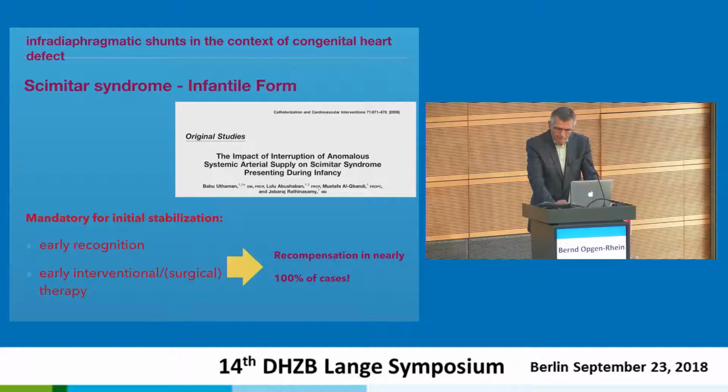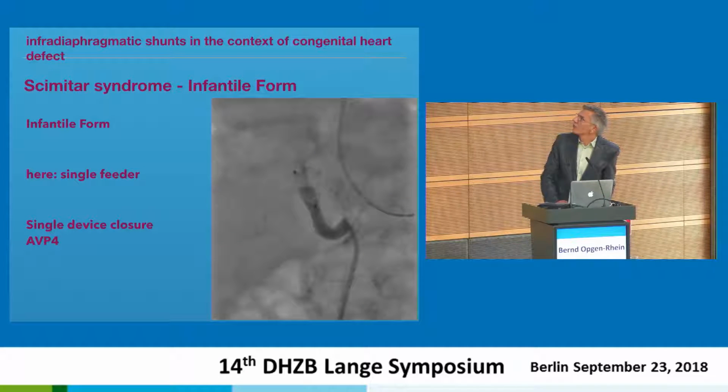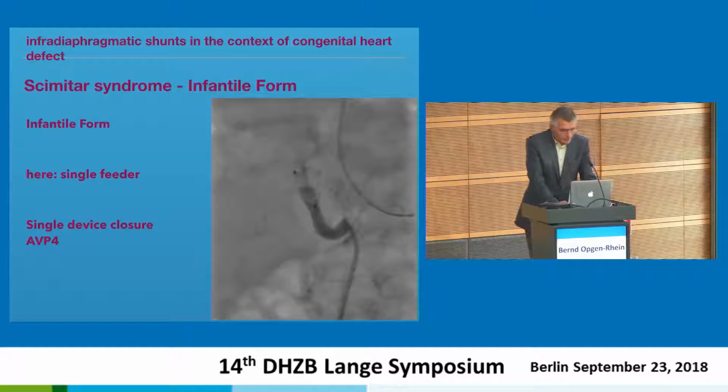In the literature there's not so much, but a little bit, as well as in our own experience, early recognition of these shunts and early interventional therapy is mandatory, and we can see recompensation in nearly 100% of these cases. Here you can see what we've done with this single feeding artery. This is a very easy single device closure, and this leads to stabilization of this infant.